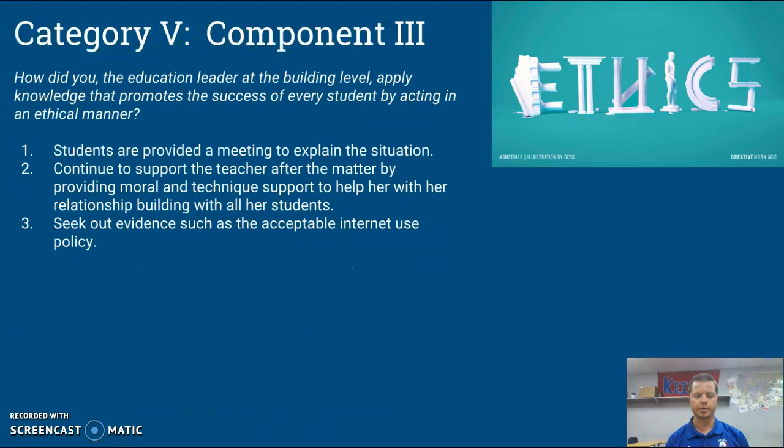And then component three, acting in an ethical manner. Number one here, students are provided a meeting to explain the situation. So I think that's huge when acting with ethics, that they're allowed that meeting. And then number two, we're continuing to support the teacher after the matter by providing moral and technique support to help her with her relationship building with all her students. And then last one, number three here, is to seek out evidence such as the acceptable internet use policy to help us back that up and have something written on paper to show that, hey, this is not acceptable and here's why, and we go from there.